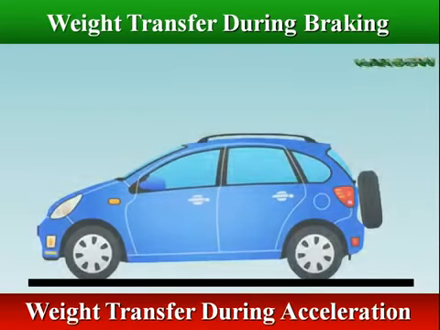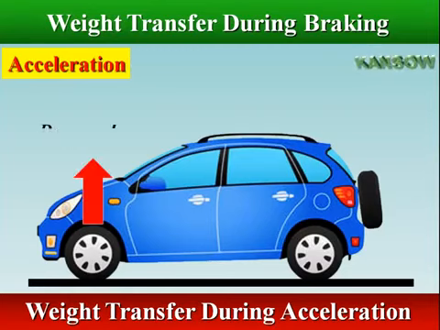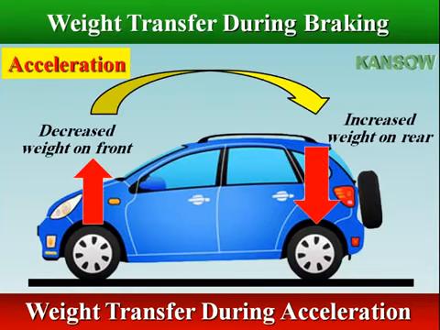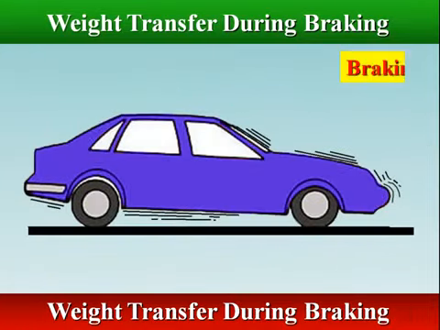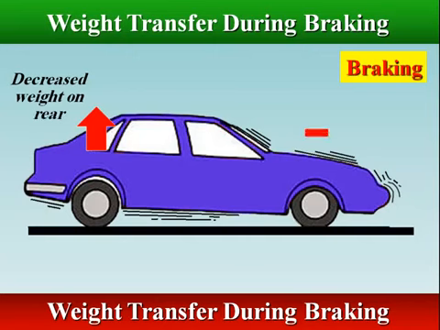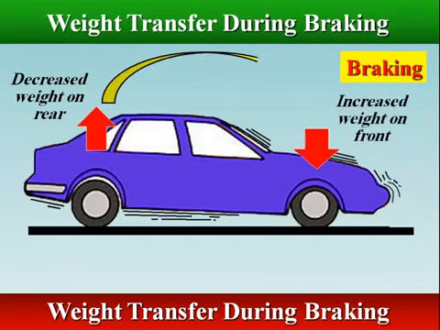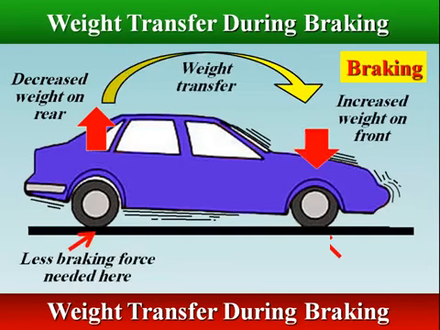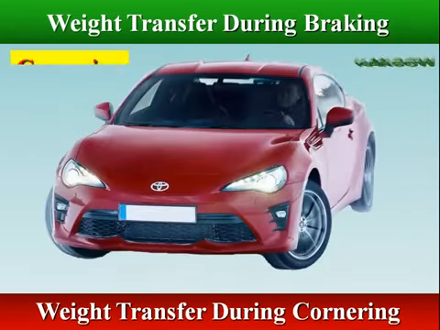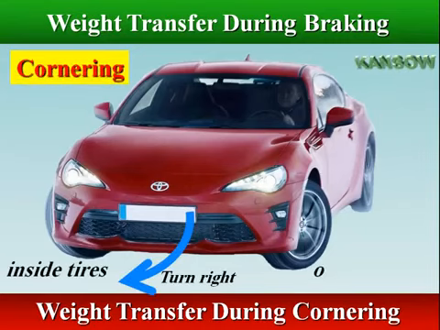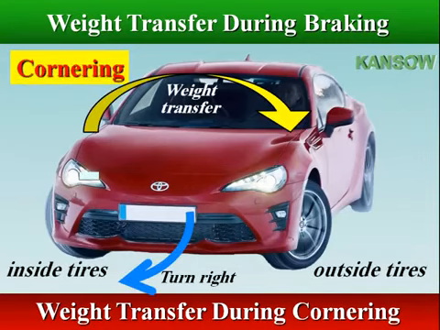During acceleration, weight shifts from the front onto the rear tires. What weight the front tires lose, the rear tires gain. The opposite of the acceleration weight transfer takes place during deceleration. During braking, the weight shifts from the rear onto the front tires. During cornering, the weight shifts from the inside tires to the outside tires.